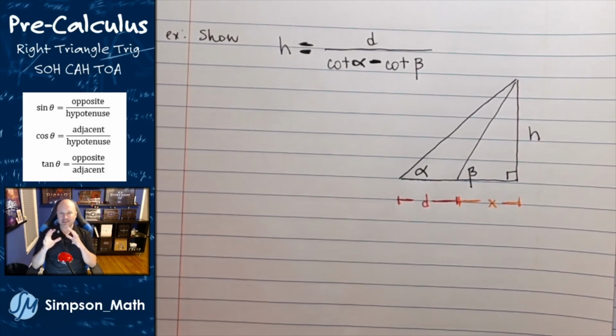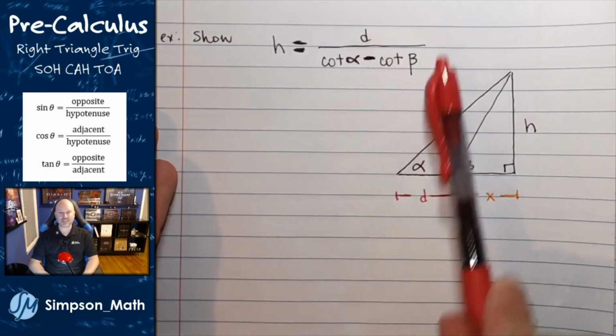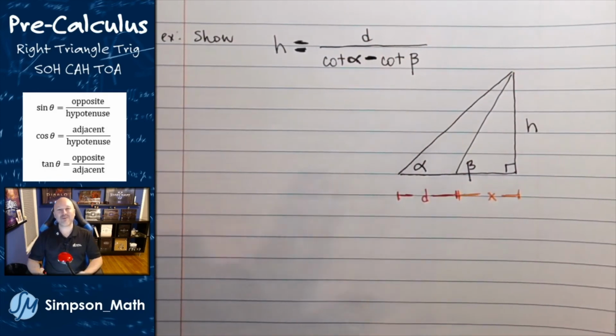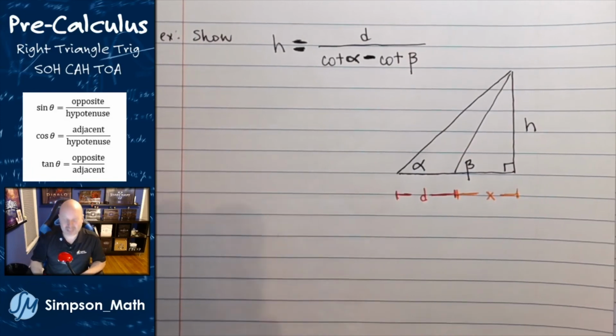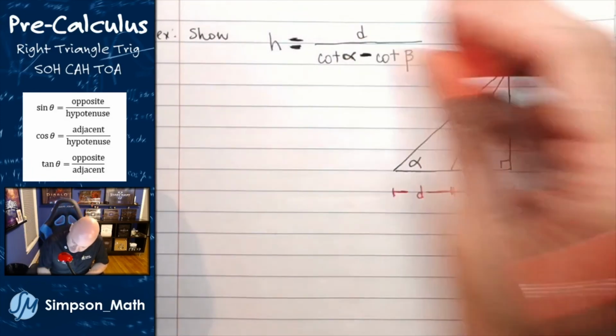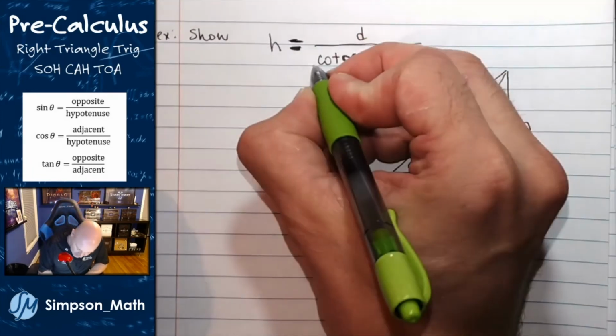Okay, I'm going to do a little bit at a time. That looks really scary to me, so I'm going to focus in on just cotangent alpha. And I'll do it in green.